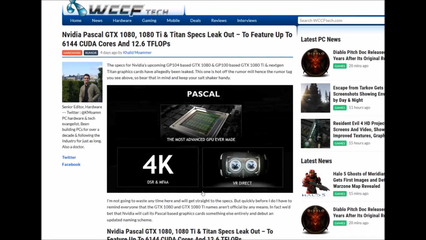So Nvidia Pascal 1080, 1080 Ti, Titan specs leak out to feature up to 6144 CUDA cores and 12.6 teraflops. The specs of Nvidia's upcoming GP104-based 1080, GP100-based 1080 Ti, and the next-gen Titan graphics cards have allegedly been leaked. One of the hot rumors, hence the rumor tag you see above, so bear in mind that.